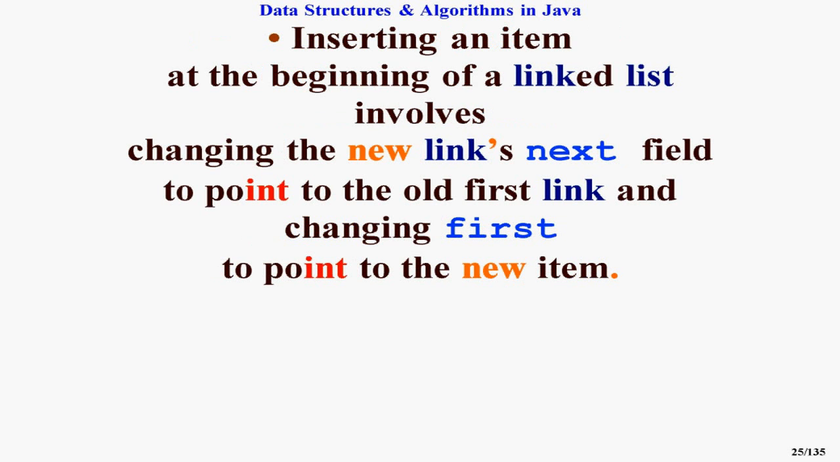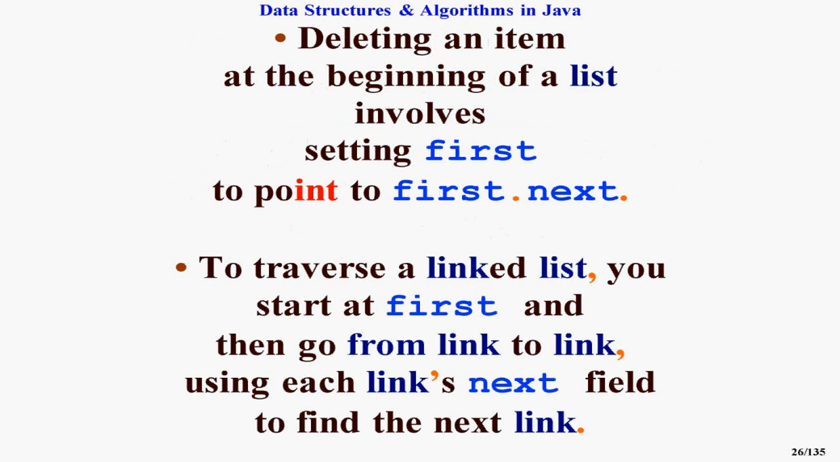Inserting an item at the beginning of a linked list involves changing the new link's next field to point to the old first link and changing first to point to the new item. Deleting an item at the beginning of a list involves setting first to point to first.next. To traverse a linked list, you start at first and then go from link to link, using each link's next field to find the next link.